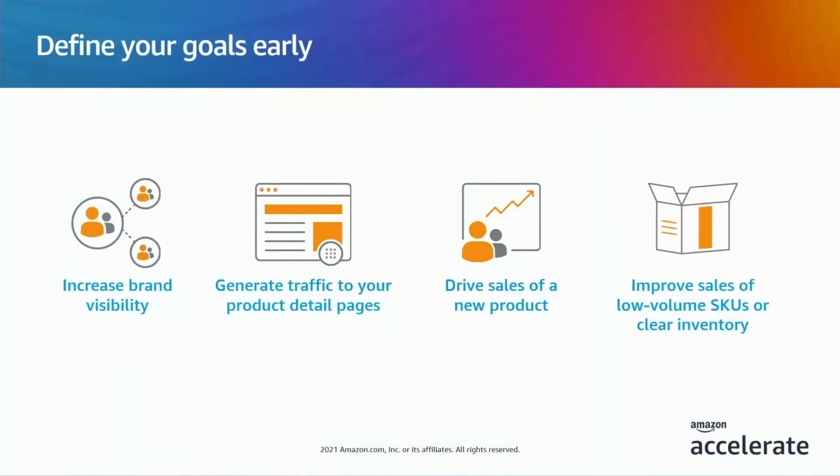As you can see on screen, here are a few common goals that we see advertisers looking to accomplish with their campaigns. You could possibly be looking to increase your overall brand visibility, generate traffic to a specific ASIN's detail page, help drive sales of a newly launched ASIN, or accelerate sales of underperforming ASINs to clear inventory.